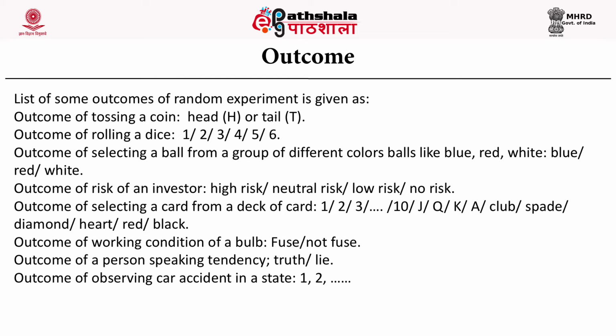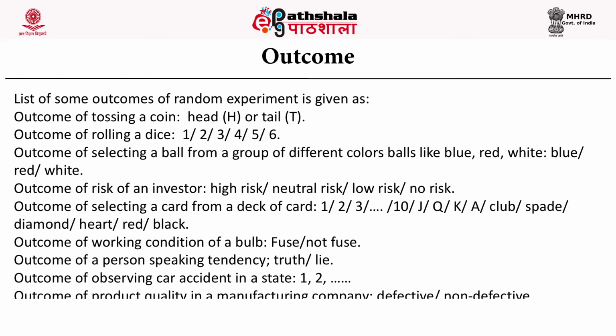Outcome of the working condition of a bulb: either the bulb is fused or not fused. Outcome of a person's speaking tendency, that it can be true or a lie. Outcome of observing car accidents in a state, so we can say that either one accident occurs, or two, and so on. So there is no upper limit on the occurrence of accidents in a particular state. Outcome of product quality in a manufacturing company: the product can be defective or non-defective.